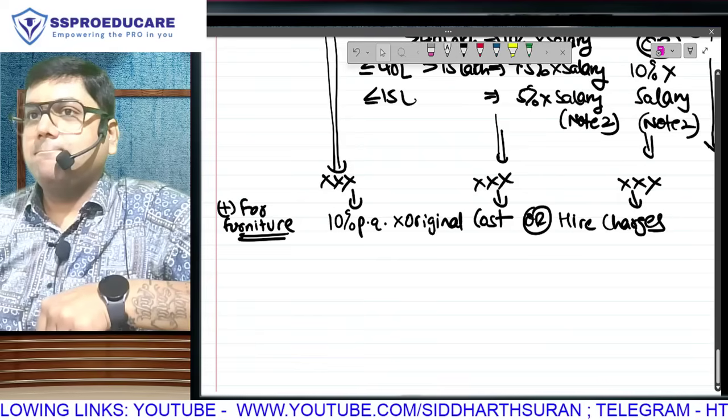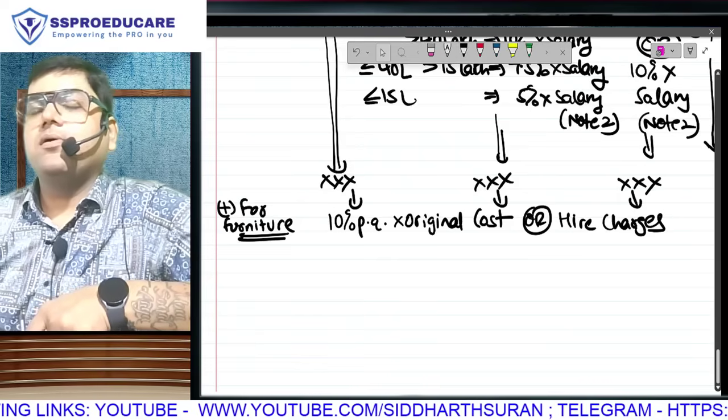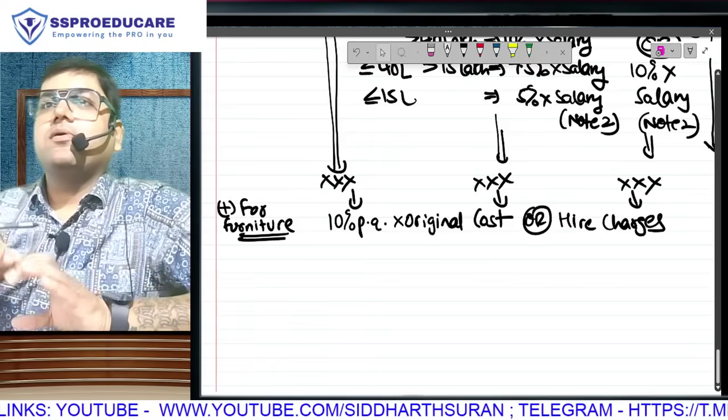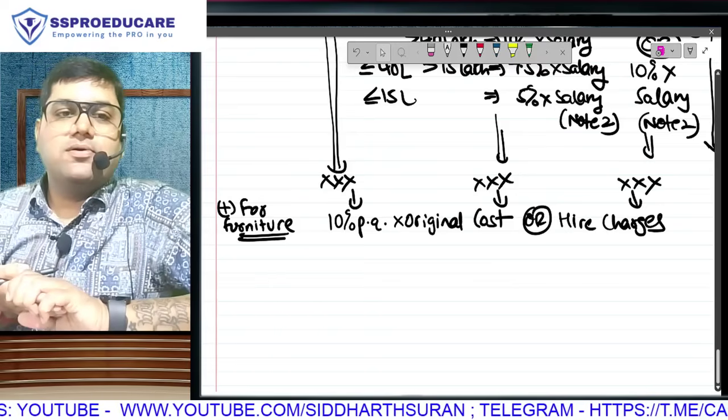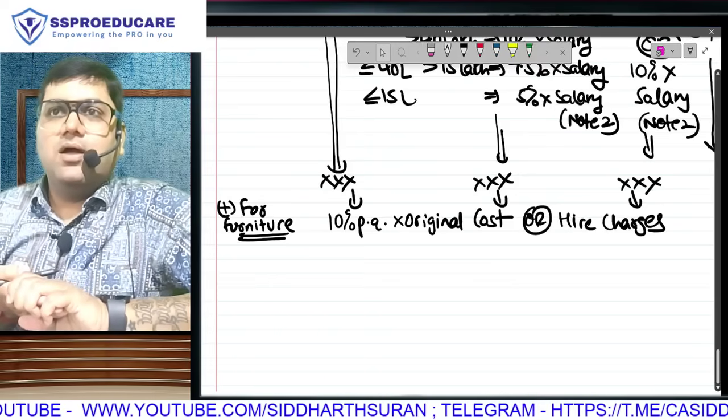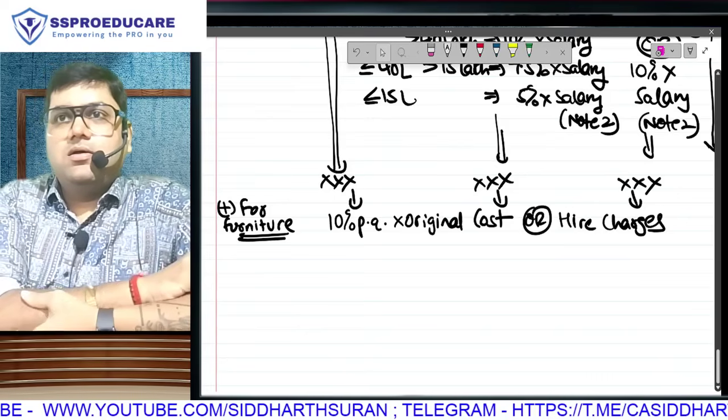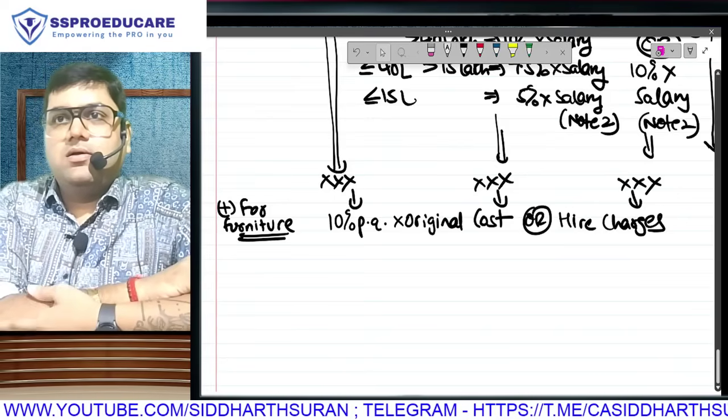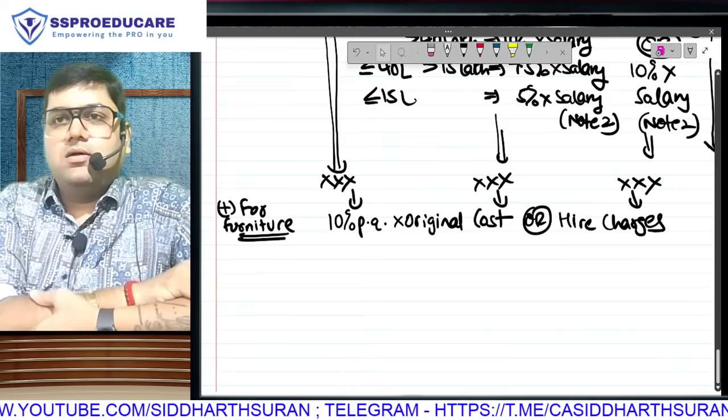If we take lower, then it is the actual benefit of all. So we have, wrong, leave it. 10% of the original cost of furniture, right? Yes. And higher charges. So higher charges could obviously be lower than that. Done.